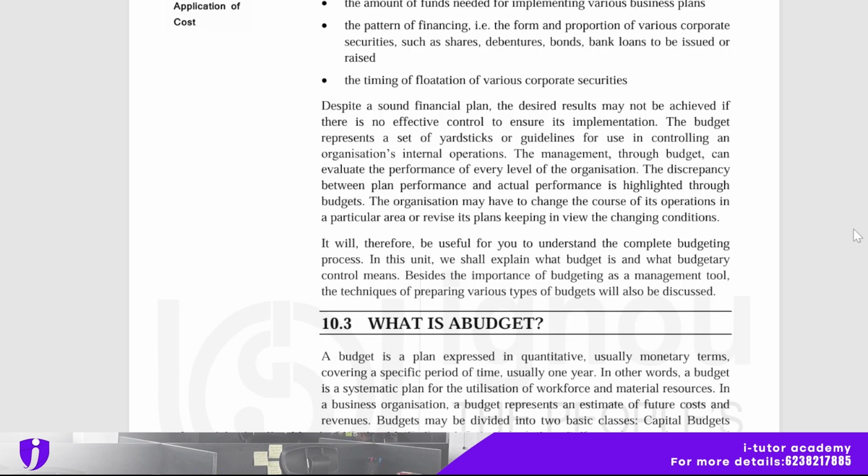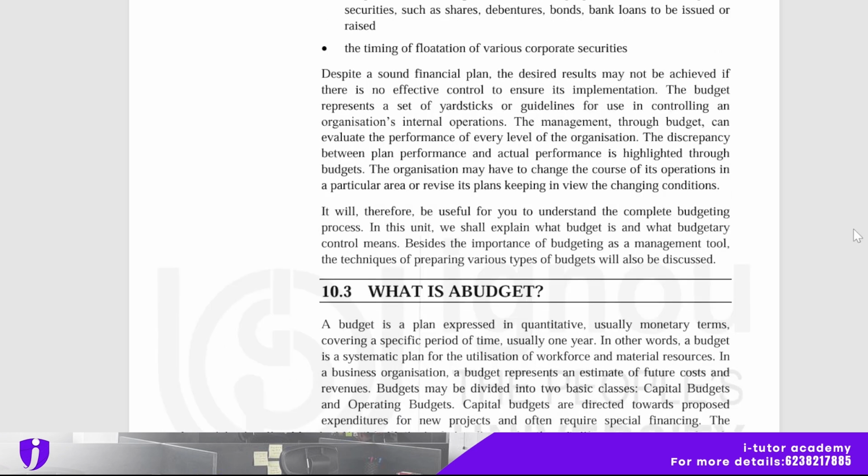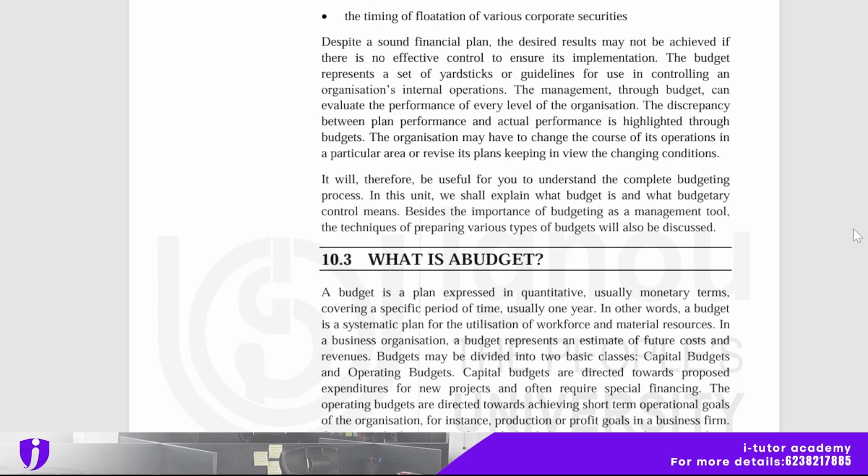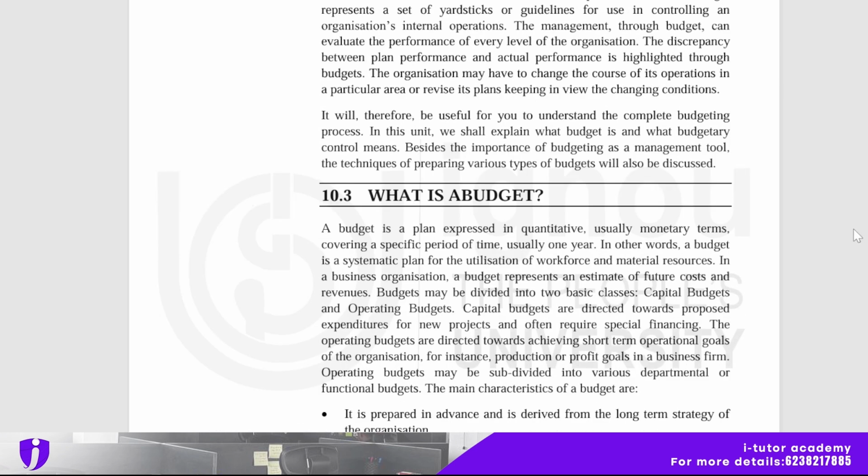The budget represents a set of yardsticks or guidelines for use in controlling an organization's internal operations. The management, through the budget, can evaluate the performance of every level of the organization. The discrepancy between planned performance and actual performance is highlighted through budgets. The organization may have to change the course of its operation in a particular area or revise its plans, keeping in view the changing conditions. It will therefore be useful for you to understand the complete budgeting process.